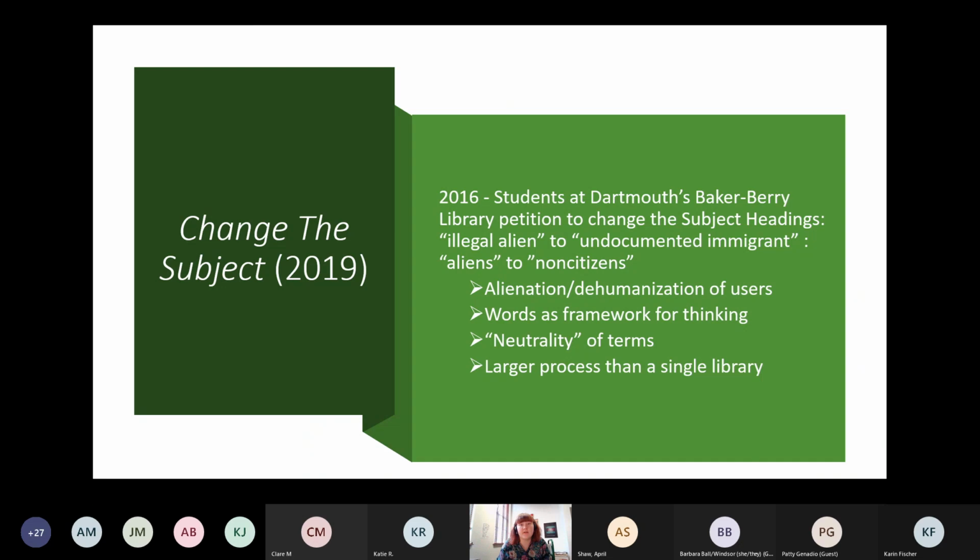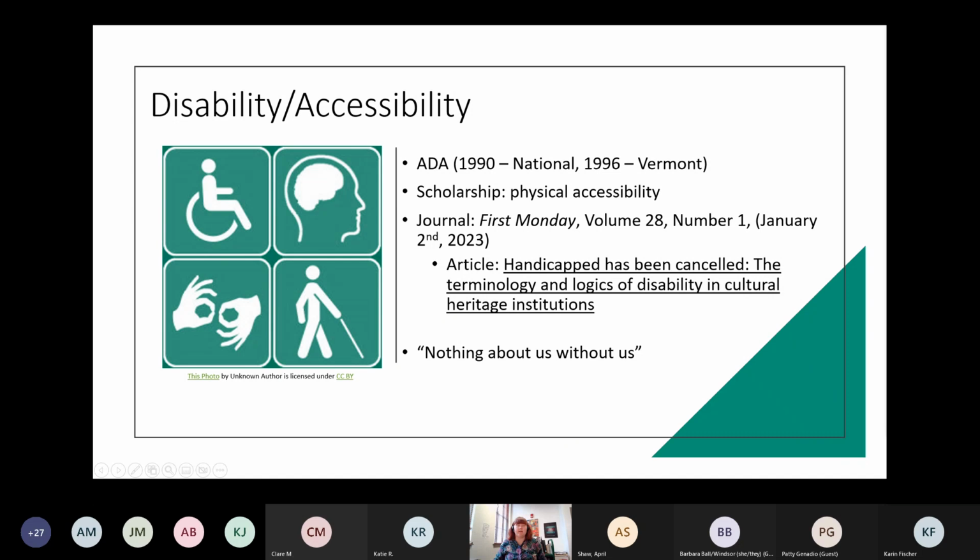And then last month, there was a wonderful journal released called First Monday, and it was all about disability and accessibility. And there was a wonderful article in there called Handicapped Has Been Canceled, the Terminology and Logistics of Disability in Cultural Heritage Institutions. And they talk a lot about subject headings and how language has changed, maybe how it hasn't. They get into the history of different disabilities being represented in different terms.